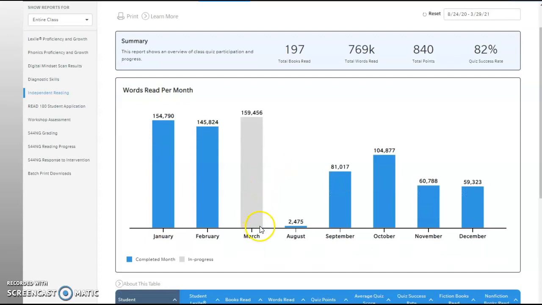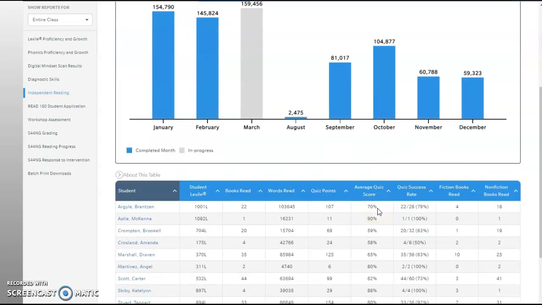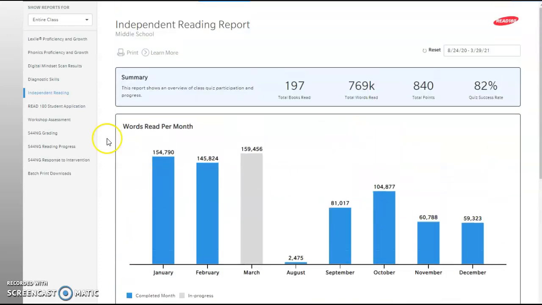Okay, good. Hey, March is pushing to be our best month yet. Okay, awesome job. Let's see if we can turn that into even higher. Okay, great job. Good work.